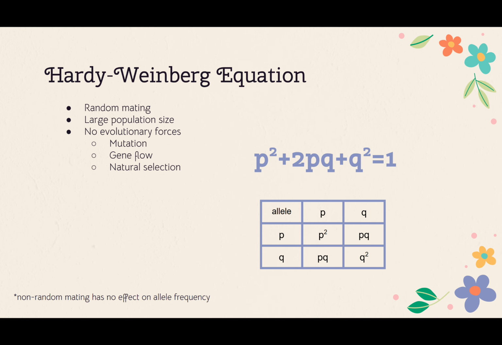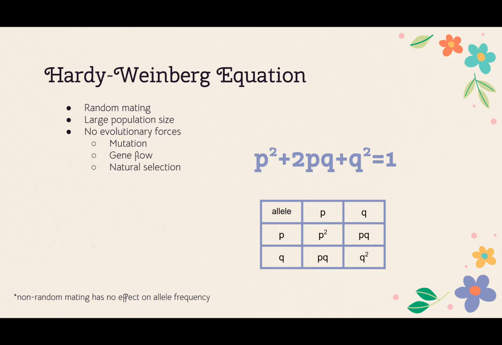The Hardy-Weinberg equation can help us calculate allele and genotype frequencies, and it assumes an ideal population with random mating, large size, and no evolutionary forces. Non-random mating doesn't have an effect on allele frequency, but all of the other factors do, and they also affect the genotype frequency, which is why we need to assume this ideal population.